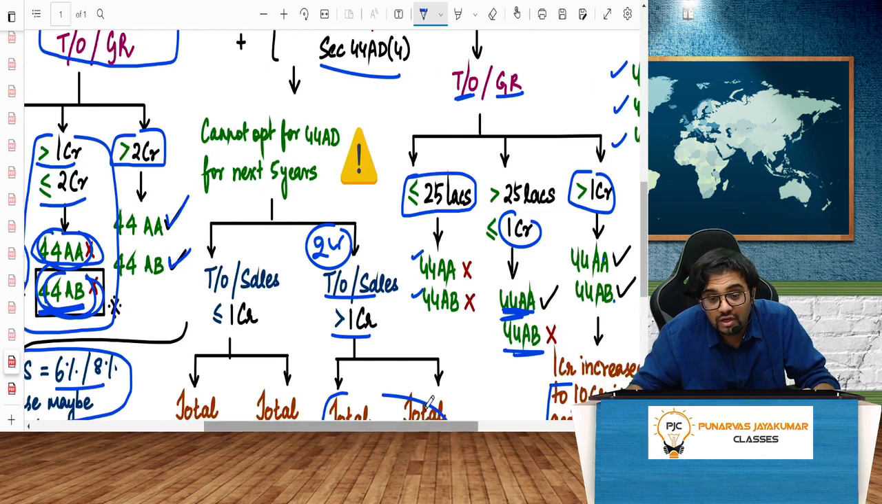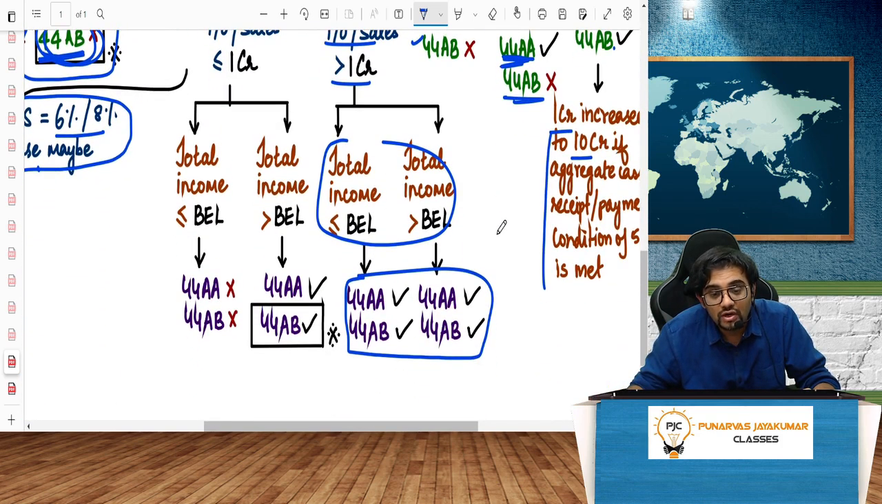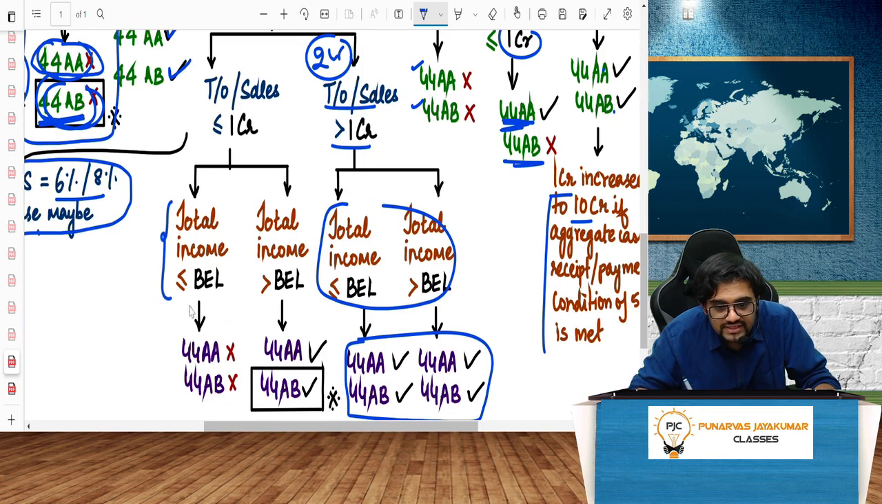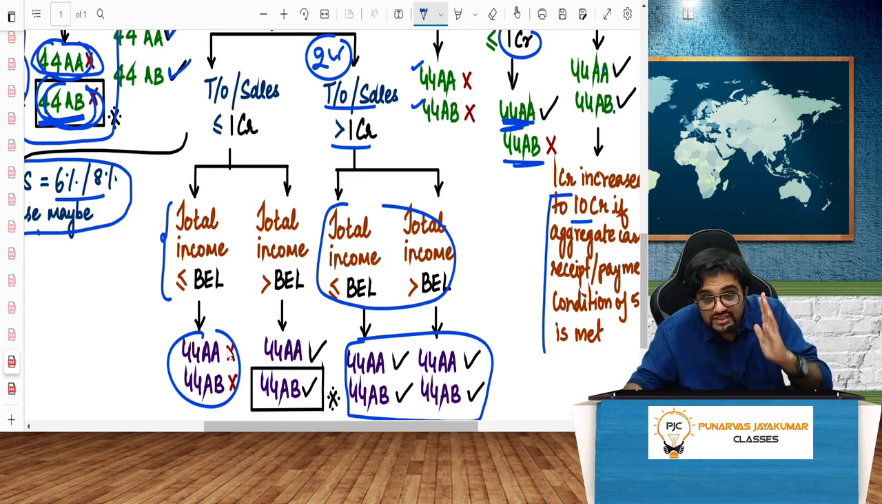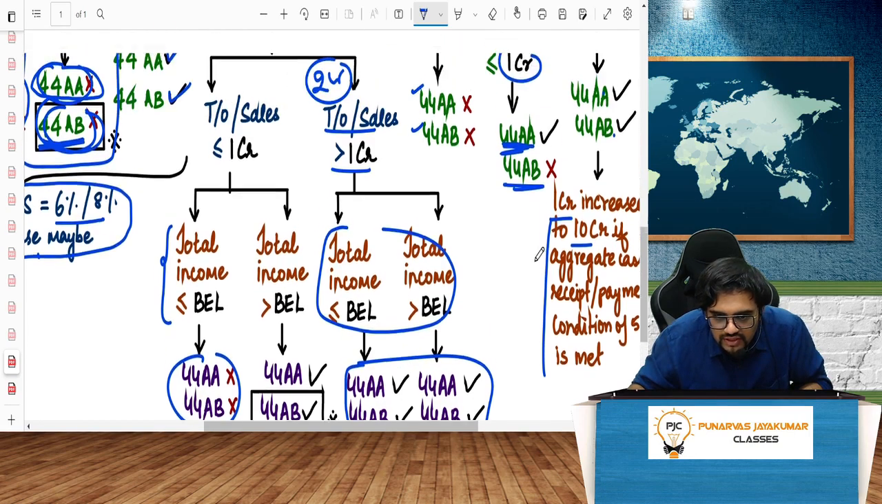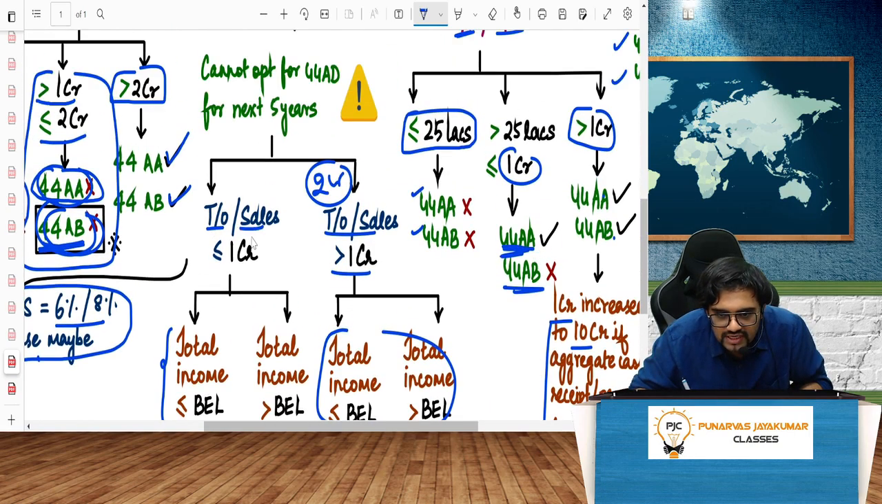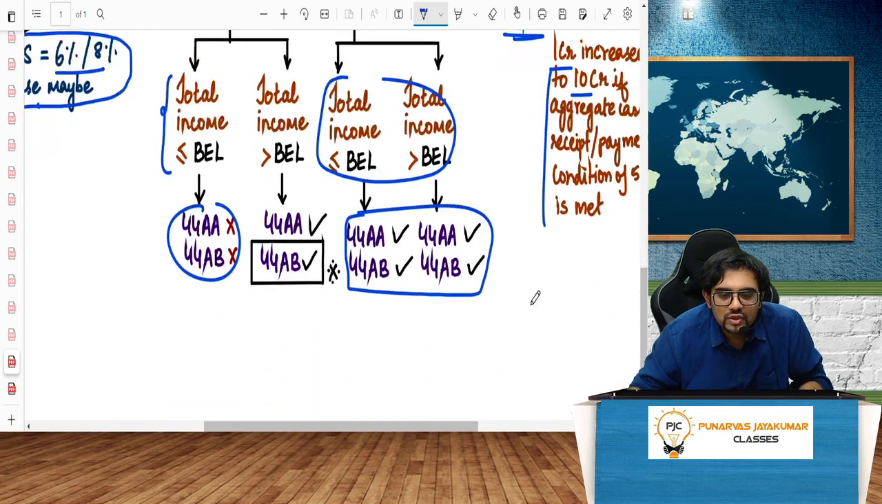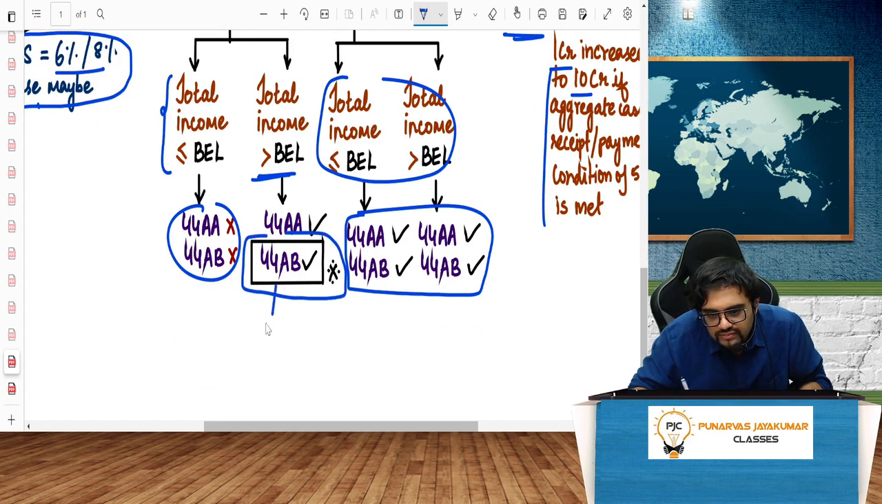But here you have opted out. Since you have opted out, if your total income is less than basic exemption limit, 2.5 lakh rupees, then 44AB will not come. That's okay. Now, this is the important thing because of the interconnection. If your turnover or sales is less than or equal to 1 crore and the total income is more than the basic exemption limit, 44A also will come, 44AB also will come. This is what this section says.